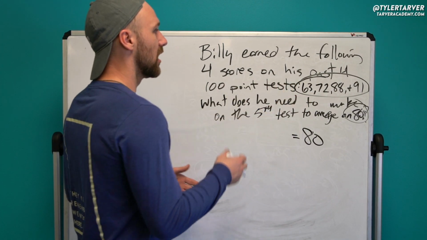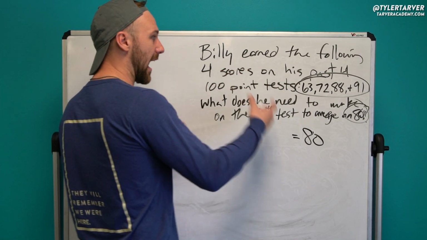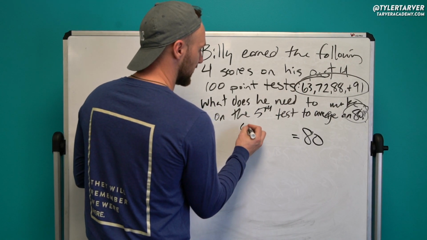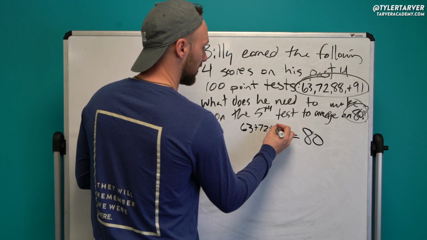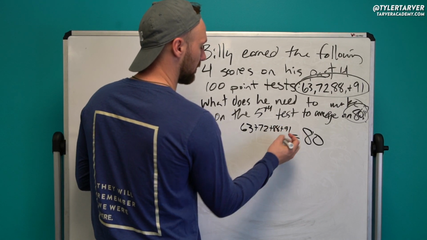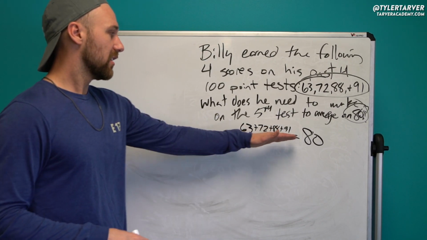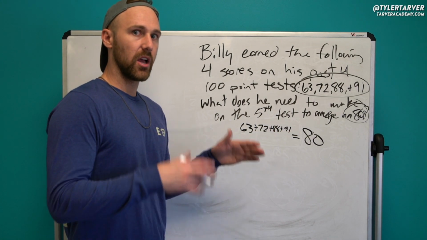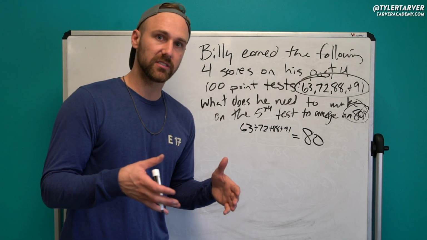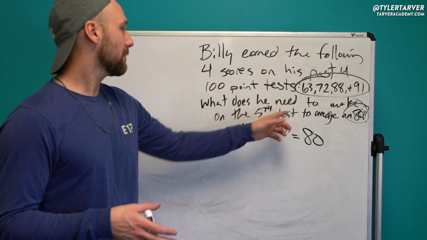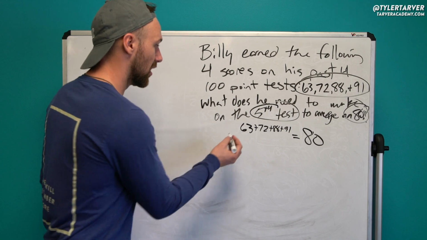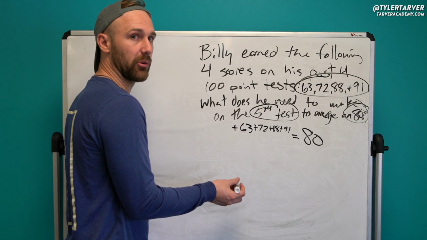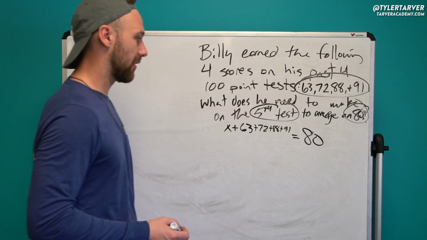So, in this question, let's put all of our stuff. We're going to add all of our stuff together. So we've got 63 plus 72 plus 88 plus 91 plus I ran out of room. Now, there's only 4, okay? There's also something else. What does he need to make on the 5th test? He's got another test. We don't know what he needs to make. That's actually what we want to find, so I'm going to add X on there.